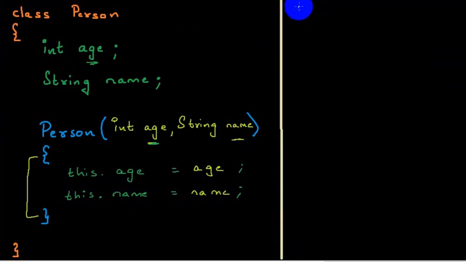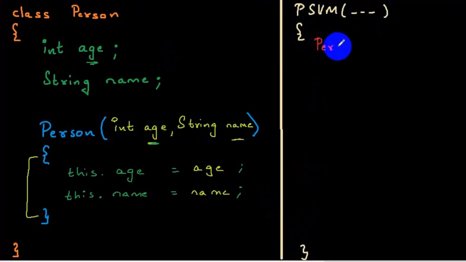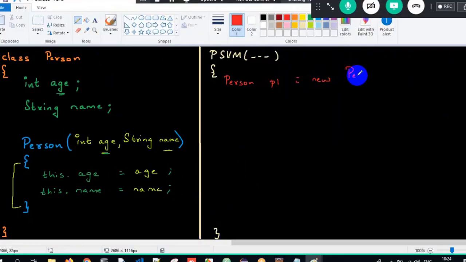Now here I will have my main method: public static void main, String array of arguments, open curly braces and close. Now concentrate everyone. Firstly, I will create one object: Person p1 = new Person(...). I am creating an object of Person. Since the Person constructor is accepting certain arguments, I need to pass those values. The age of person 1 is 20 and his name is Tom. I'm passing multiple arguments.